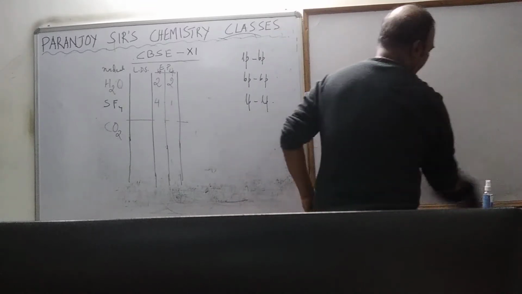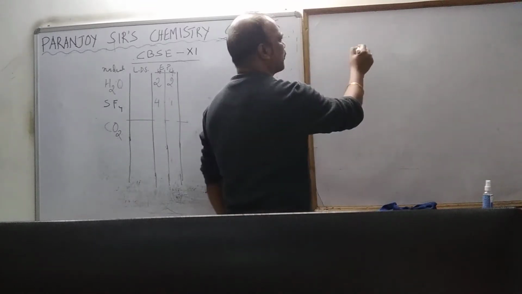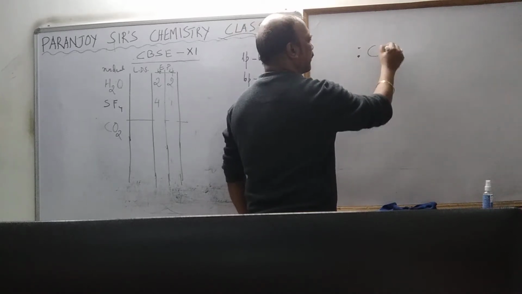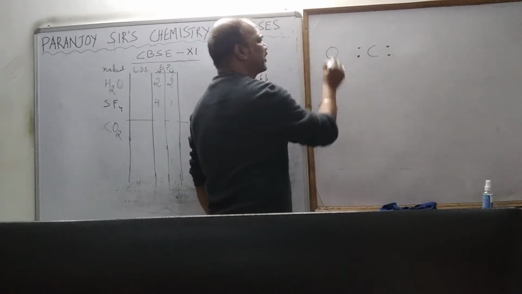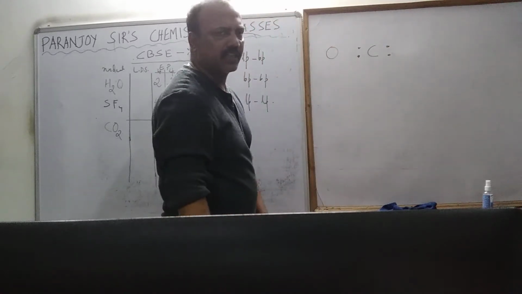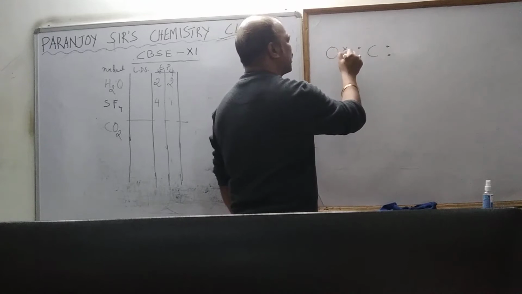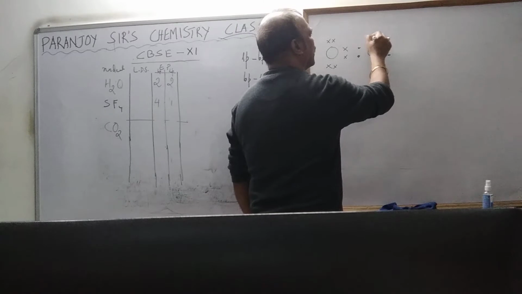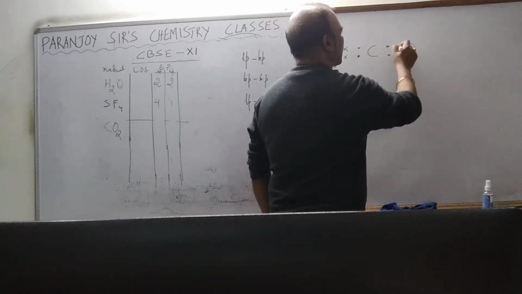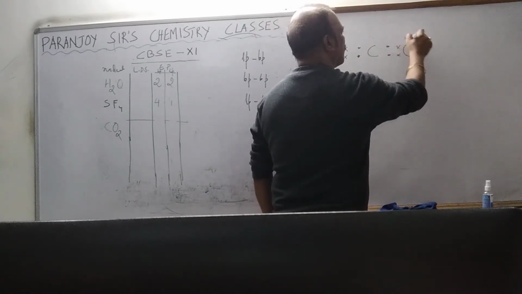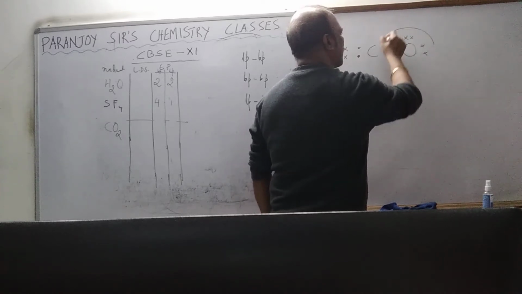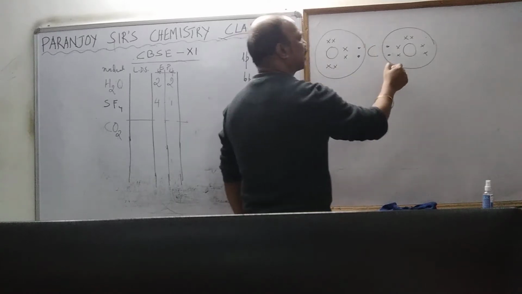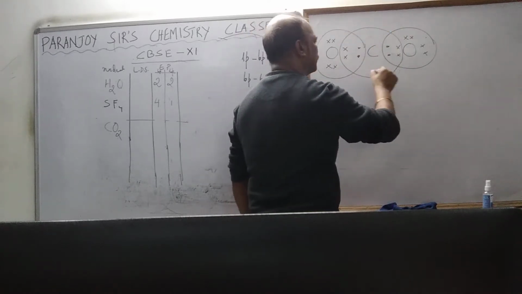Carbon has got 4 electrons in its valence shell: 1, 2, 3 and 4. Oxygen has got 6 electrons in its valence shell: 1, 2, 3, 4, 5, 6. It wants to make 8. Clear? And carbon is also becoming 8.